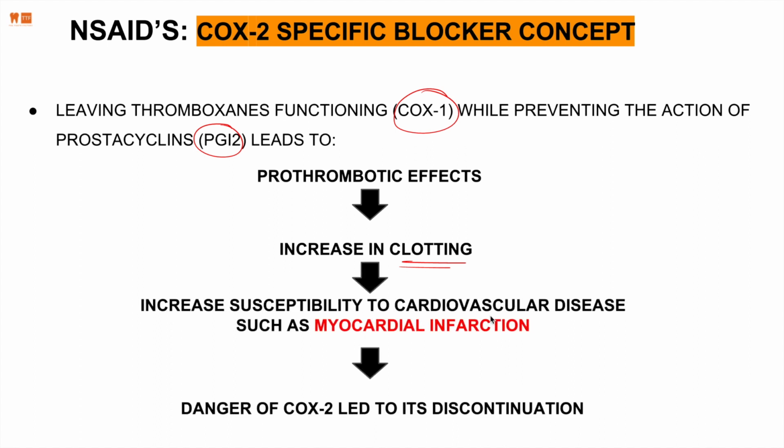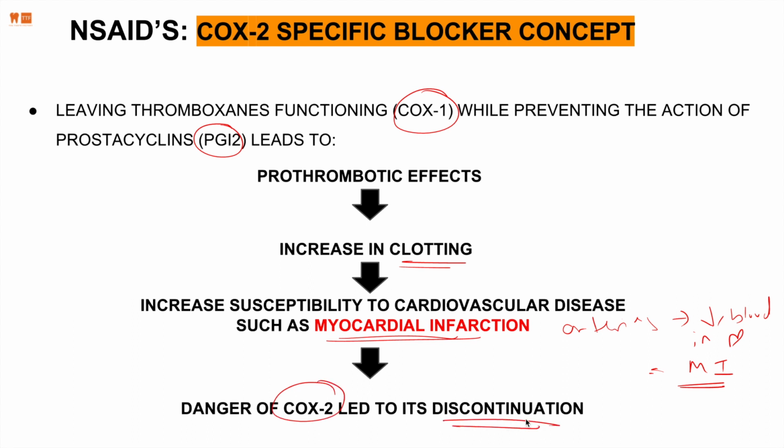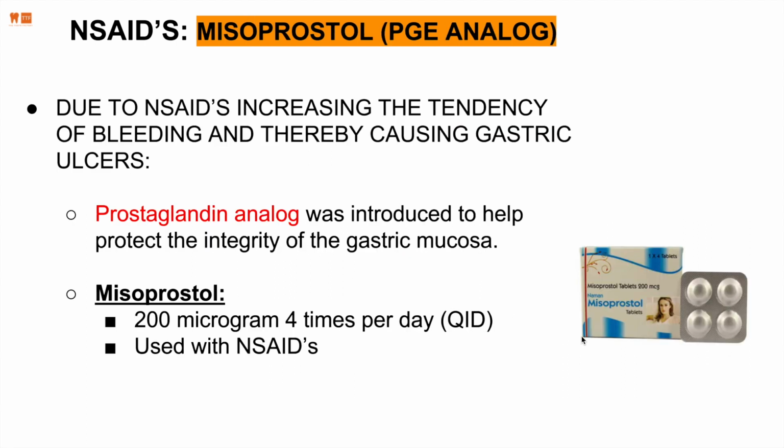Increase in susceptibility to cardiovascular diseases such as myocardial infarctions. So if you block your arteries, the heart gets less blood, which leads to MI, right? Therefore, there is a danger of COX-2 that led to its discontinuation. Yes, celecoxib and rofecoxib were pulled off the shelves earlier last decade.